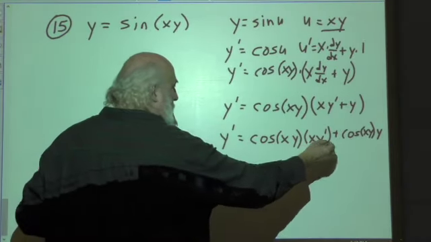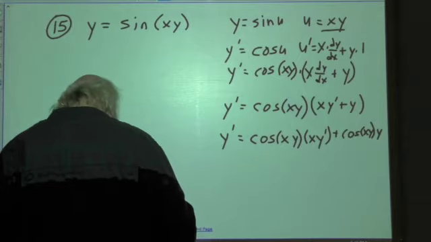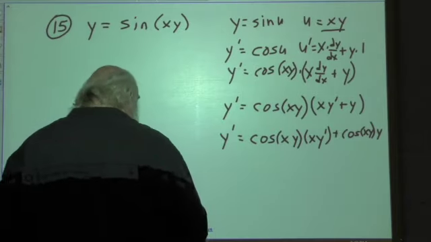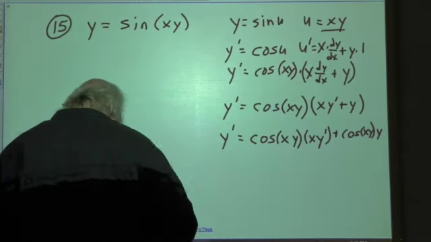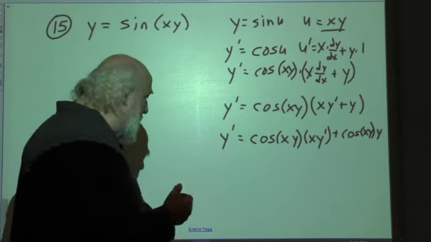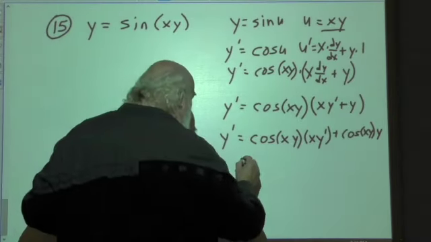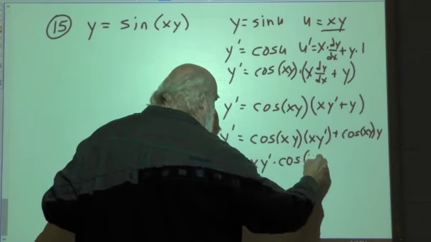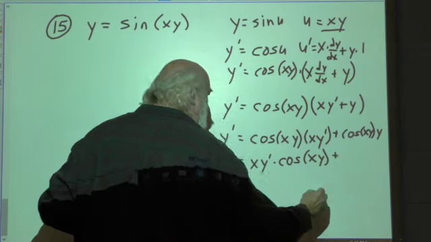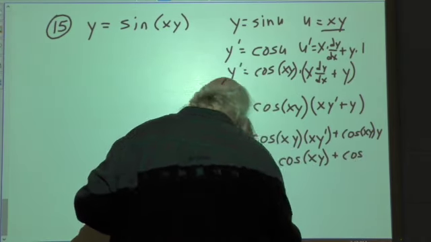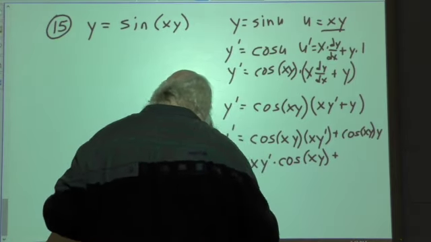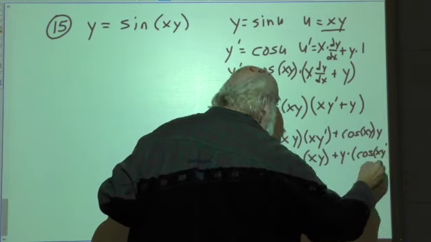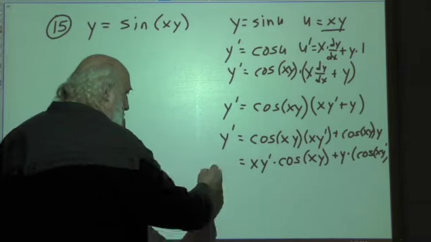Now I'm going to rewrite this so the xy prime are in front, and then I'm going to bring it over here to get the y primes on one side and the non-y primes on the other. So let's rewrite this. So this becomes xy prime times the cosine of xy plus, let's put the y in front of that, let's be consistent here, y times the cosine of xy. And that equals y prime.